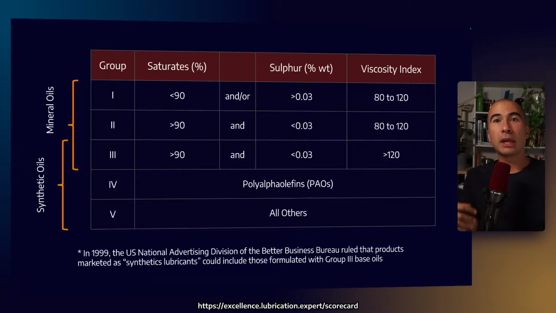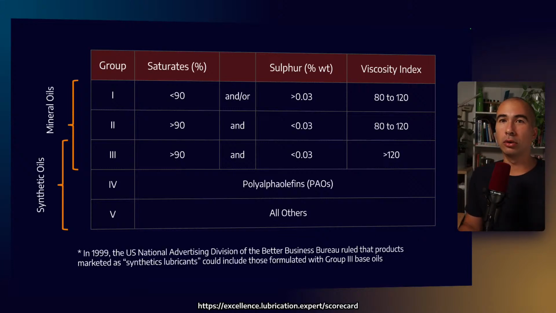Group 4s is a special group all of their own. They're called polyalpha olefins. They are the most common synthetic by volume in the industrial world. You'll see things like gear oils and some compressor oils made from PAOs, right? So polyalpha olefins get their own special group. Now, group 5. Group 5 is everything else that is not in group 1, 2, 3, or 4. That does not mean anything about the performance because some group 5s are synthetic, some are not, right? So for example, a naphthenic mineral oil would be classed as a group 5.